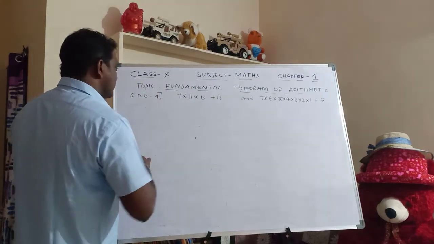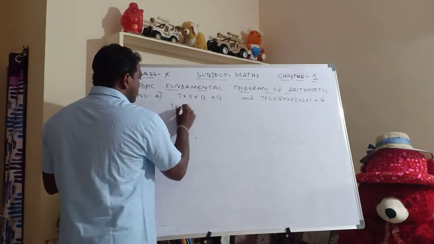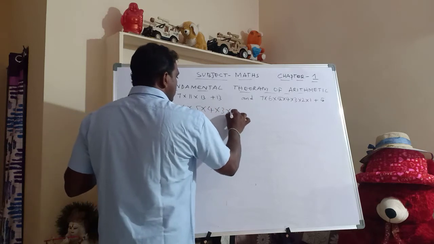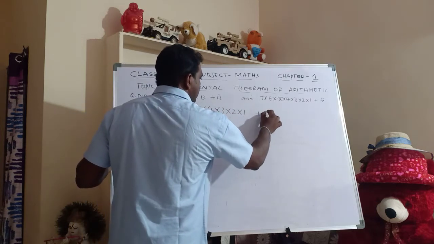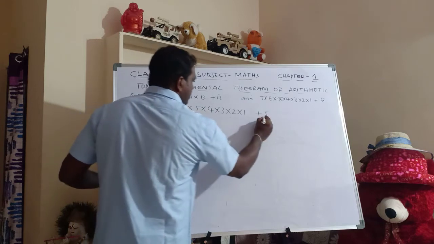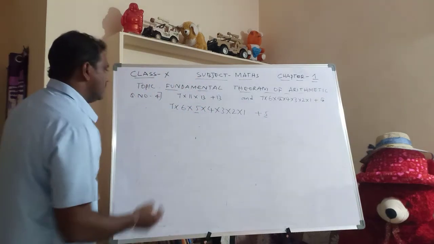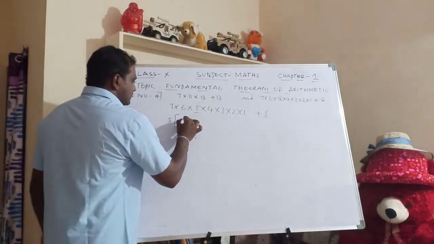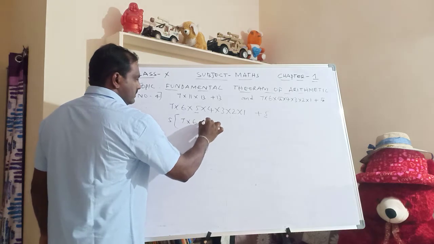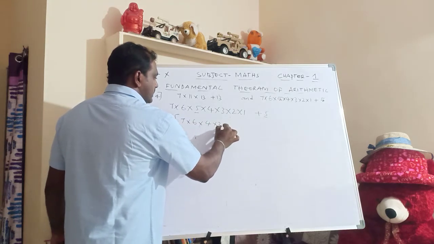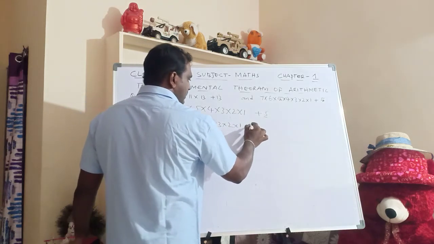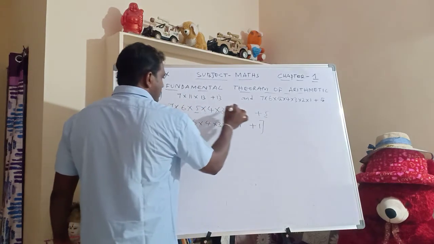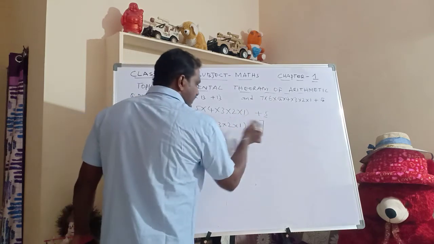So what is that? First here it is 7 into 6 into 5 into 4 into 3 into 2 into 1 plus 5. Now look at this. What is the common factor in this case? 5. Now take the 5 as common. How much will I get? 7 into 6 into 4 into 3 into 2 into 1 plus 1. This is one number and this is one number.